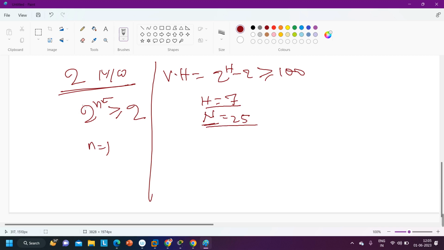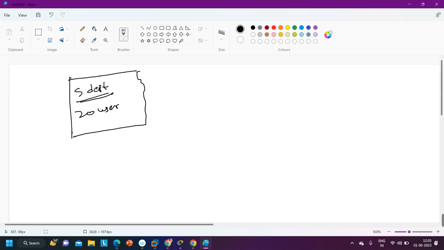Now suppose I have one organization, and in my organization there are, let's say, 5 departments. In each department 100 users are there, or let's say 20 users are there. Can you design one network from this IP address, 192.168.10.0/24, for this organization? This organization has 5 departments, and each department needs 20 IP addresses.